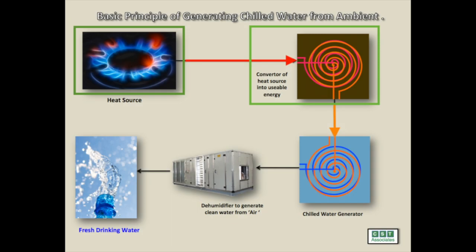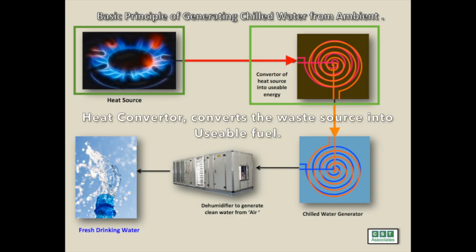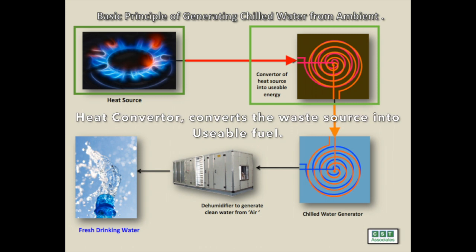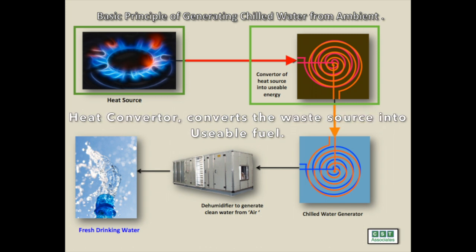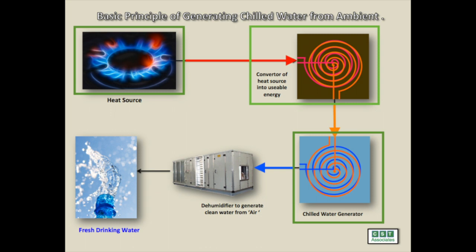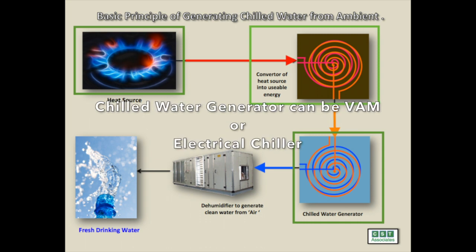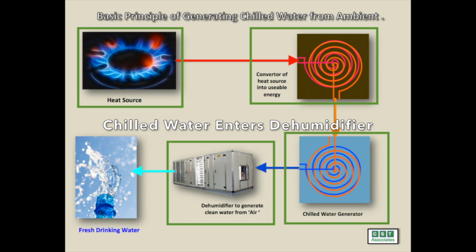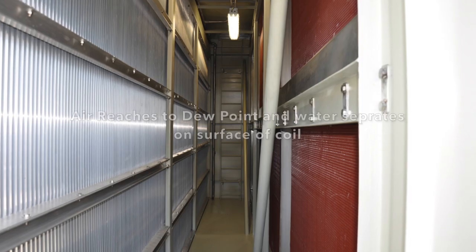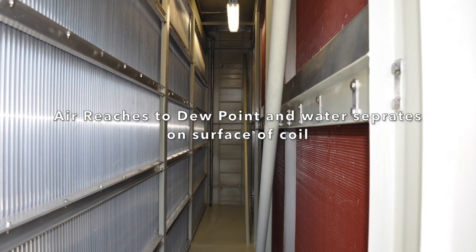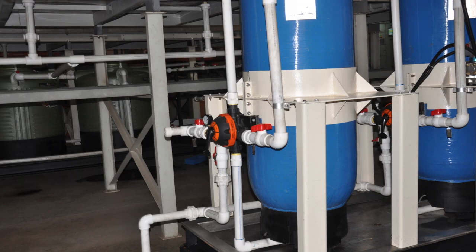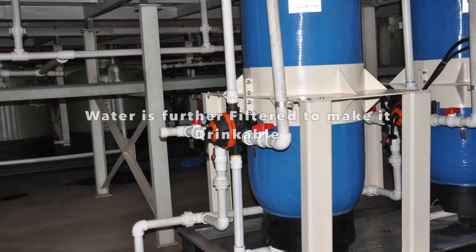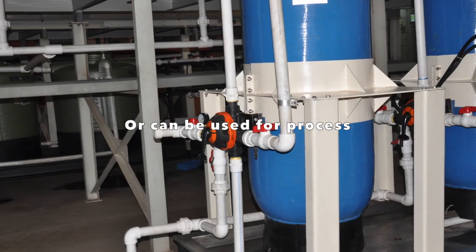This heat is fed into the energy converter, which converts the waste into usable fuel. That can also be either solid, liquid or gas fuel. This is further fed into the chilled water generator. Depending on the type of fuels, this can be either a vapor absorption machine or an electrical chiller. This chilled water is further fed into the dehumidifier, where the entering air from the ambient reaches the dew point and water from air is condensed. This condensed water can be further filtered to make it drinkable, or can be directly used for the process.